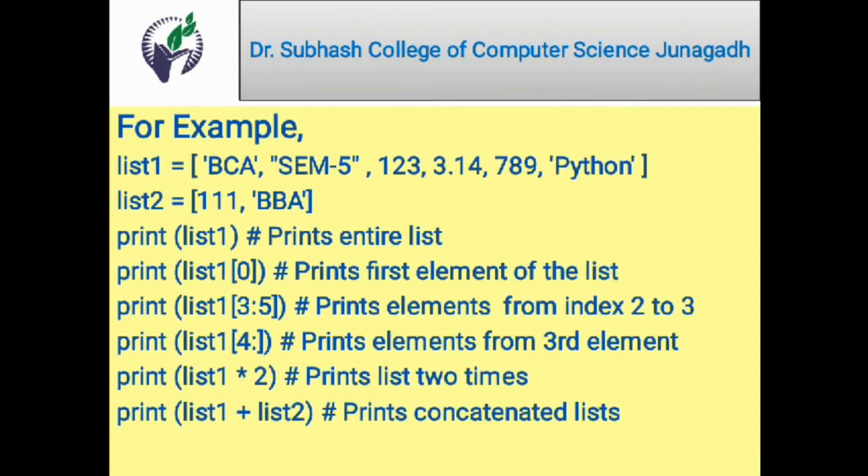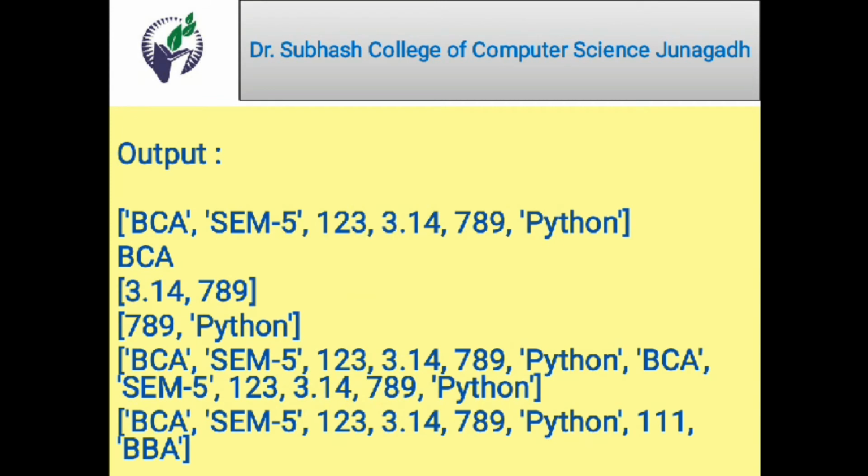And the last one, that is list 1 plus list 2, the concatenated list. So this 111 and BBA will be added at the end of the first list. So see, here BCA, same file, Python, and at the end 111 and BBA are added. So that is all about the list.